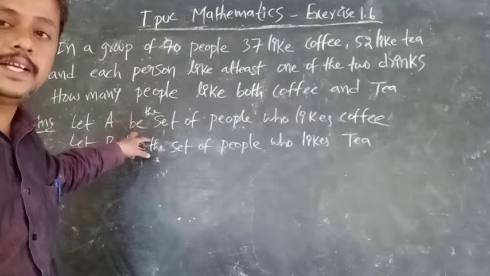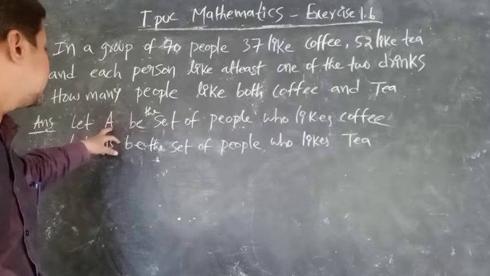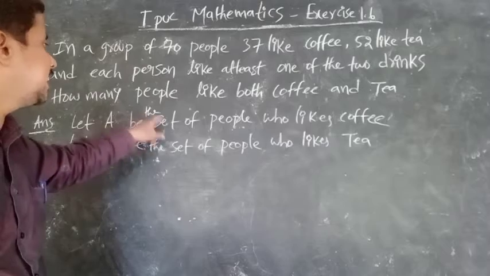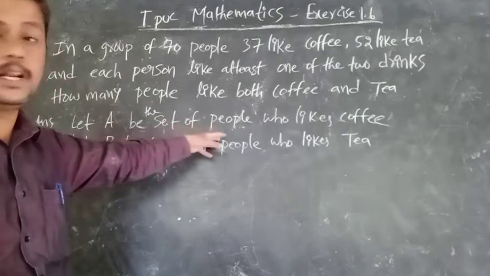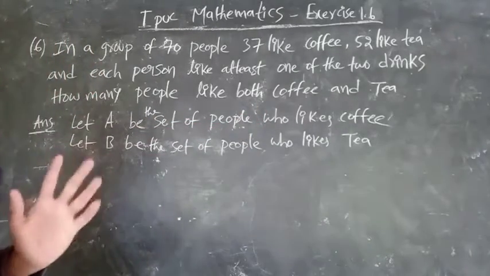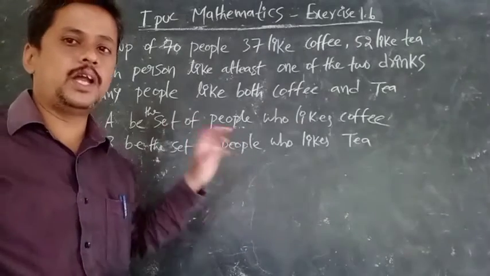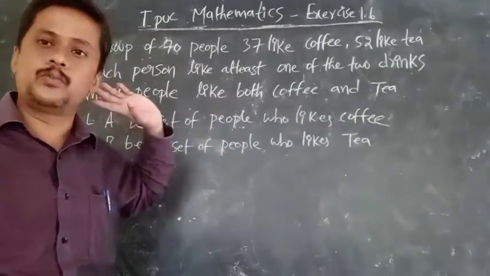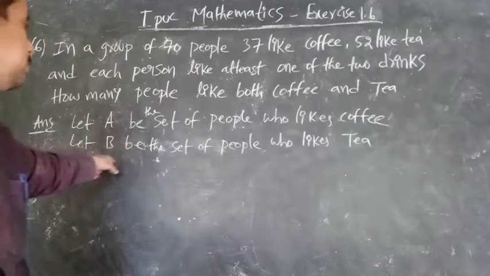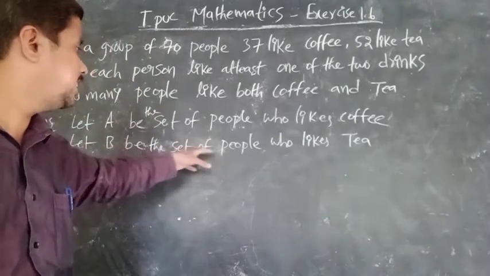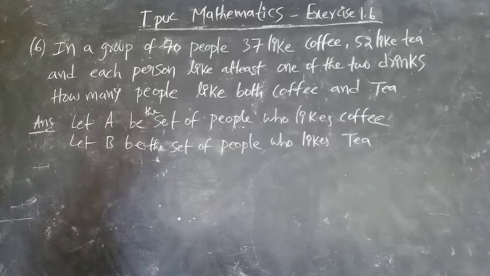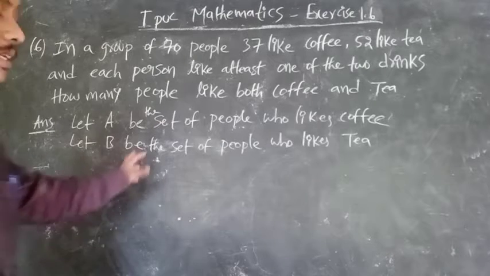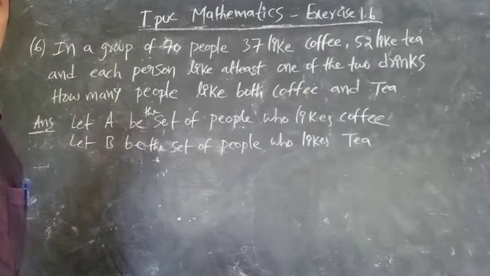I am considering a set. Let A be the set of people who like coffee. Write those who like coffee in set A. Let B be the set of people who like tea. All those who like tea come in set B. See, we will write one by one.